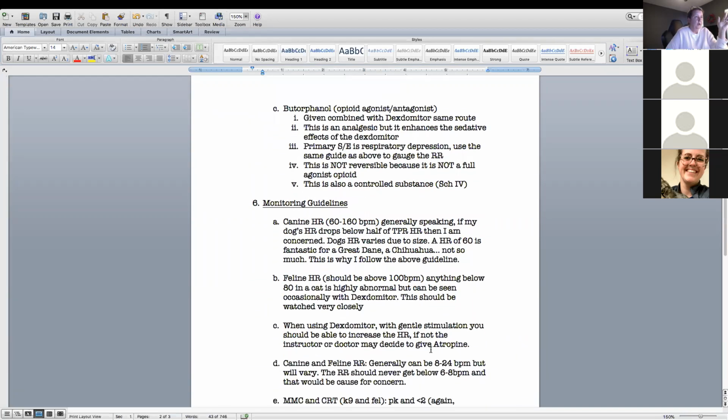Okay. The third drug you're going to use more than likely is butorphanol. And butorphanol is an opioid agonist antagonist.